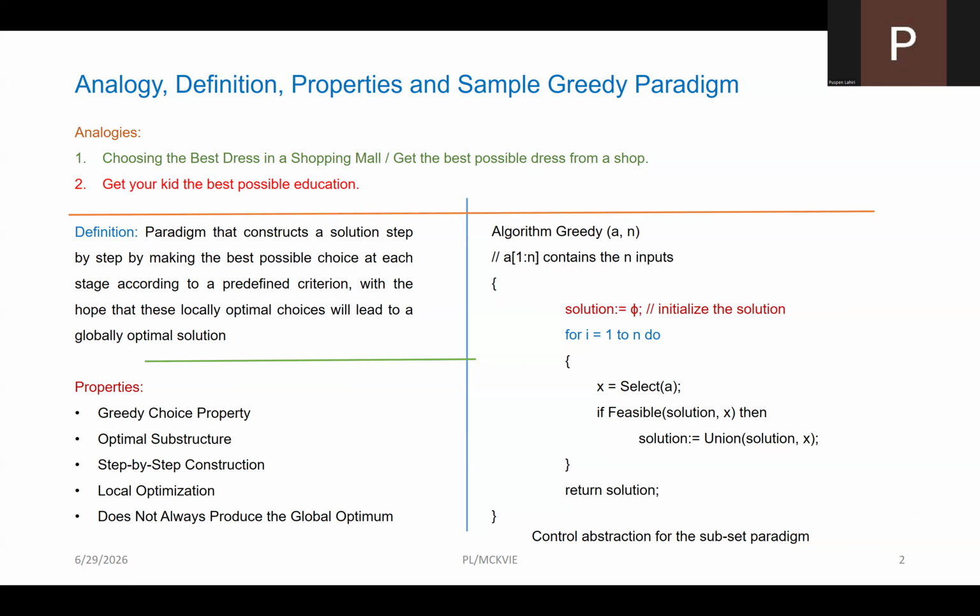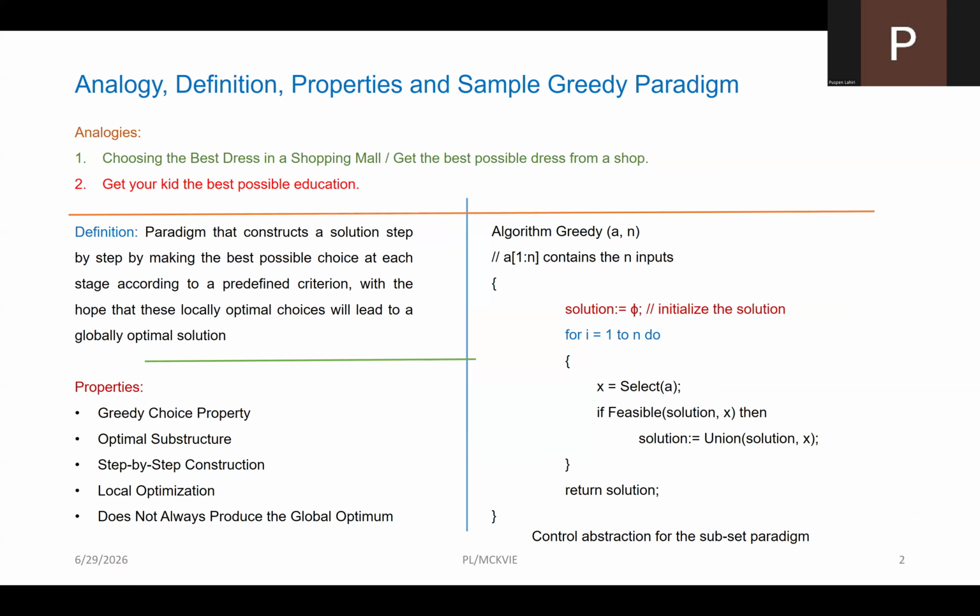Apart from all those properties, greedy algorithms are generally very easy to understand, very easy to implement, and computationally very efficient. So this is about the properties of the greedy paradigm. We will conclude today's lecture by discussing one control abstraction for the subset paradigm.